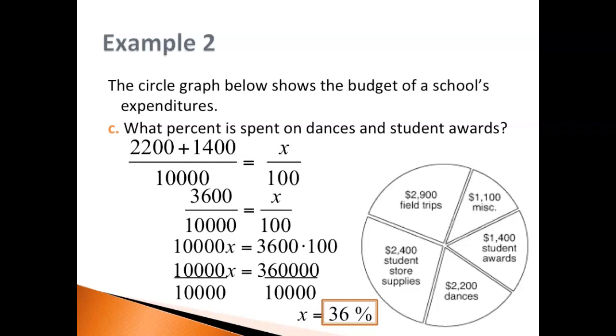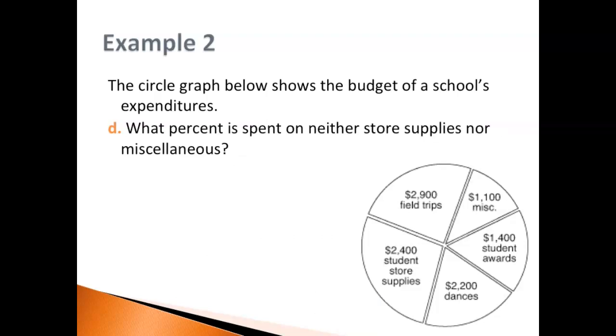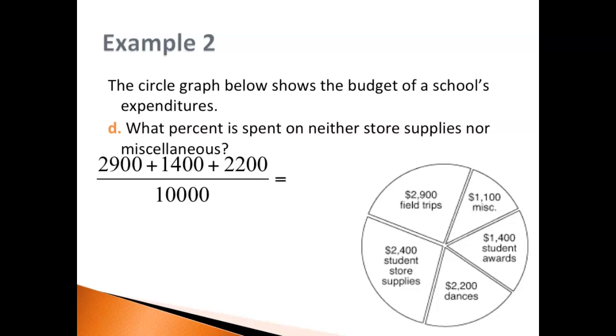All right, part D. What percent is spent on neither store supplies nor miscellaneous? So in other words, everything else. So that would be field trips, dances, and student awards. Let's add those all up. So 2,900 plus 1,400 plus 2,200. Put that all over the total, 10,000.